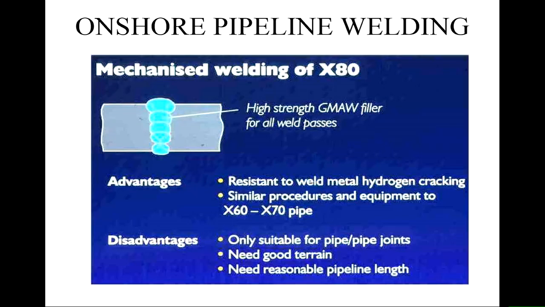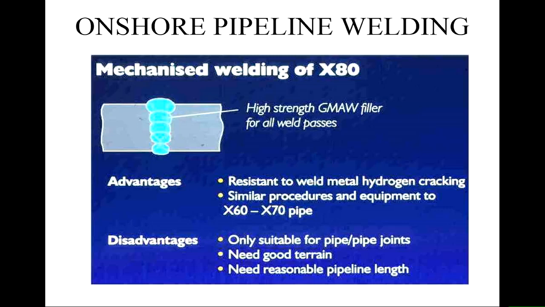There's also mechanised welding that's been developed, again for speed. You get some resistance to weld metal hydrogen cracking because you've got shielding gases that are dry. And you can use almost exactly the same equipment for X60, X70 and X80 pipes. So you don't have to invest in large numbers of new technologies and train welders up on new technologies. You can use the existing materials.